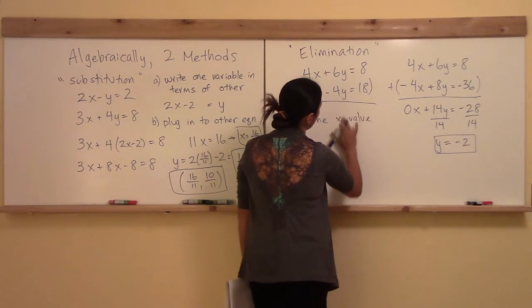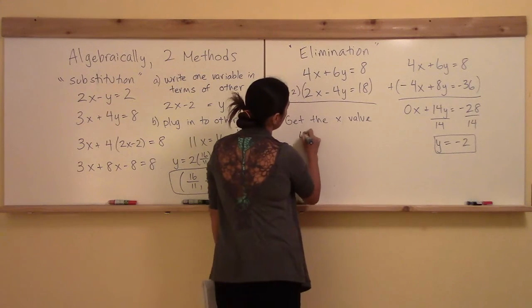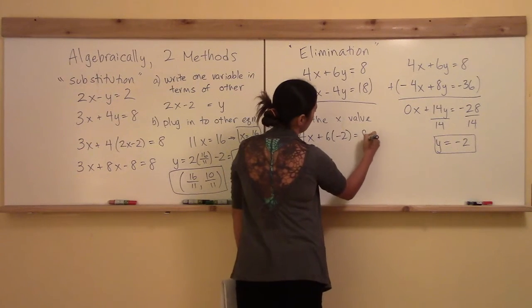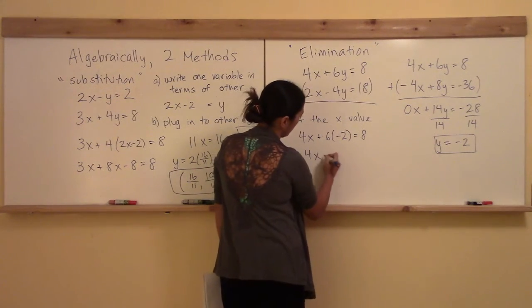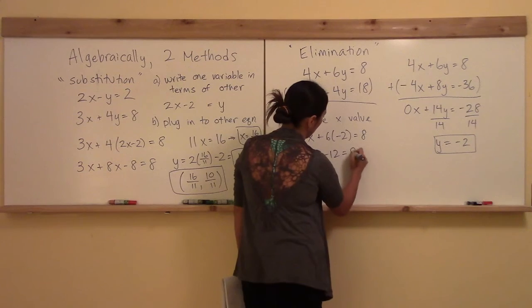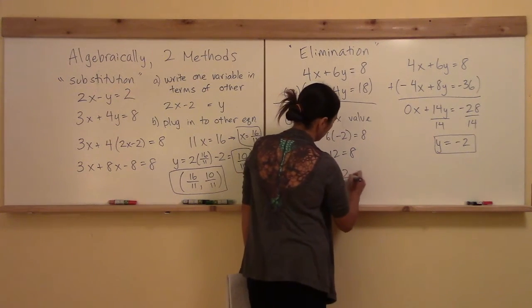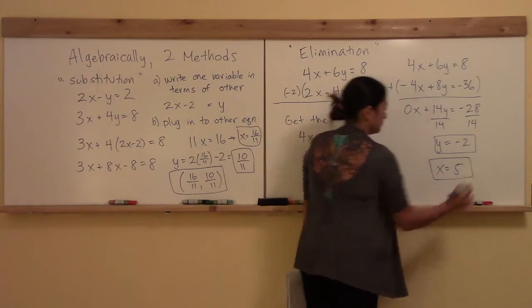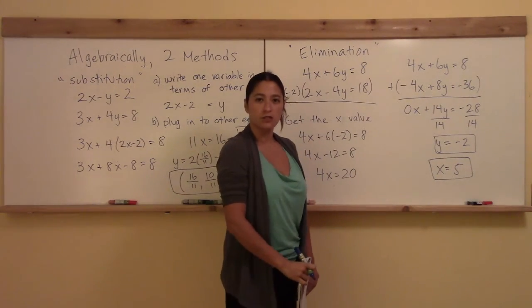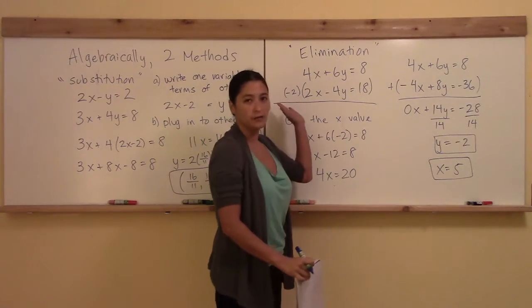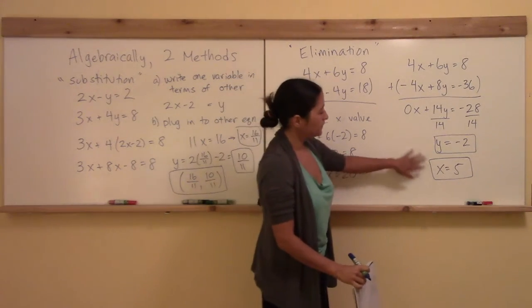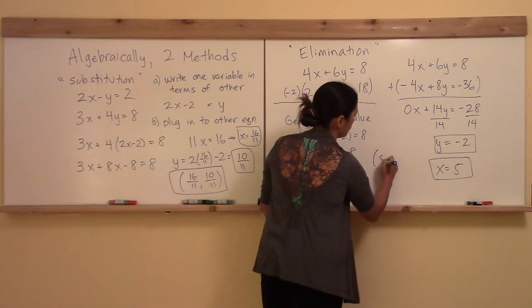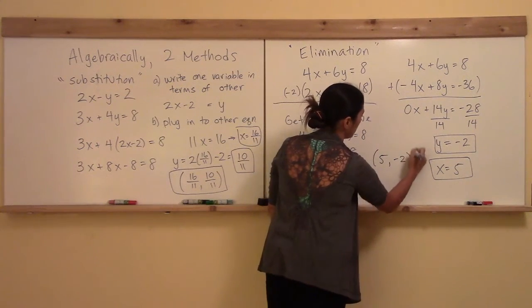So you can just get the x value here by, let's say, using this first one, 4x plus 6 times minus 2 is equal to 8. Therefore, 4x minus 12 is equal to 8, or 4x is equal to 20, or x is equal to 5. Now I've got the true solution, the unique solution, because these are two lines with two different slopes. The x value will be 5, the y value will be minus 2, or if you'd like to answer as a point, the point will be 5 comma minus 2.